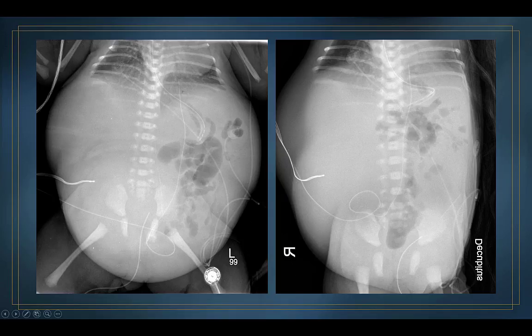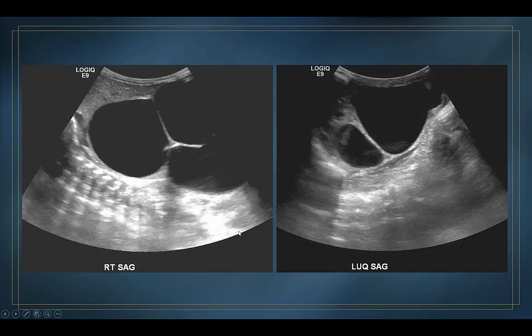This is a patient that had bilateral multicystic dysplastic kidneys. It's unusual to have it bilaterally because it's pretty much incompatible with life. But you can see this is the right kidney and the left kidney and sagittal, and you can see bilateral large cysts pretty much replacing the renal parenchyma.